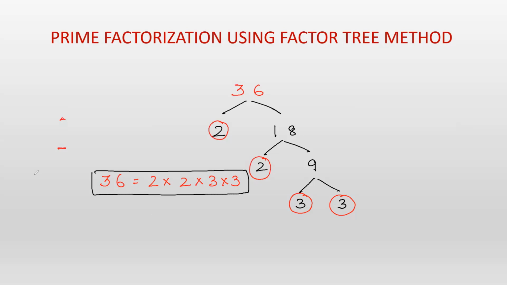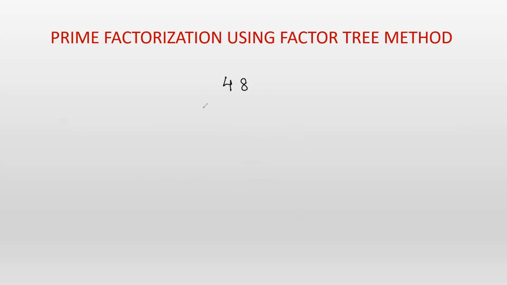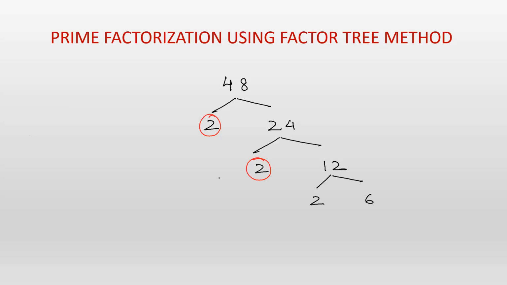Let us take one more example. Say 48. If I take 48, we get 2 times 24 as the first factor tree. Now 2, let's circle it, it's a prime number. Now 24 can further be divided as 2 times 12. 2 is again a prime number, so let's circle it. Now for 12, what we can do is 2 times 6. 2 is a prime number, let's circle it. 6 can further be divided as 2 times 3.